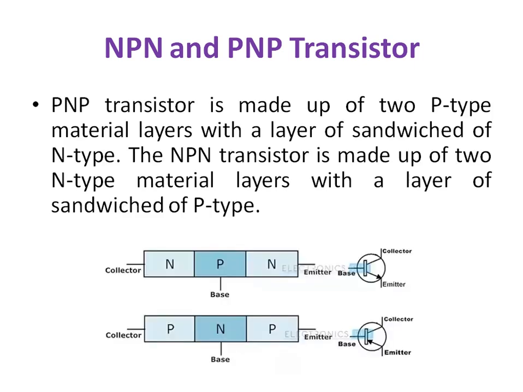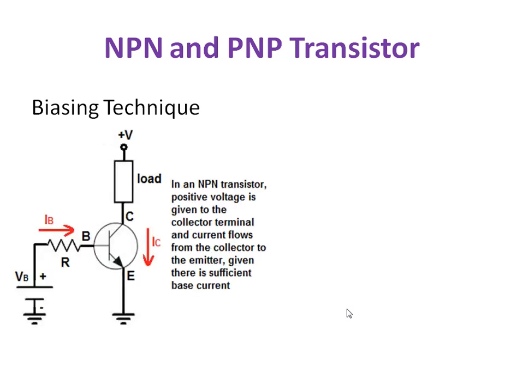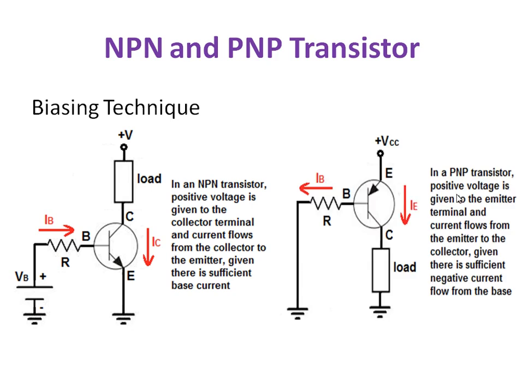The second difference is that in an NPN transistor there are two N layers, in between there is a P layer, but in PNP there are two P layers, in between there is an N layer. The third thing is the biasing technique. In an NPN transistor, the collector is connected to positive voltage so that the current is flowing from collector to emitter. In a PNP transistor, the positive voltage is connected with the emitter terminal so that the current is flowing from emitter to collector.